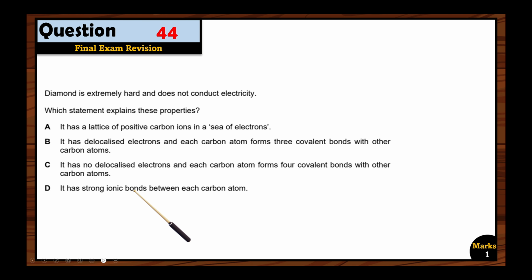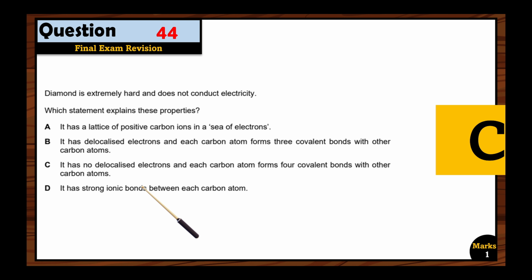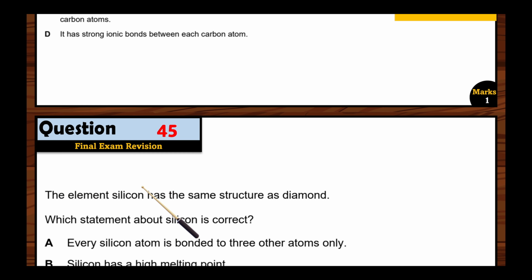Why not option D? Because it says strong ionic bonds. Of course not. Diamond is made up of carbon. Carbon is a non-metal, and non-metals can never make ionic bonds. Ionic bonds are always formed between a metal and a non-metal. So whenever a metal and a non-metal combine, they make an ionic bond. But with only non-metals, it will always be covalent, a covalent compound or covalent molecule. So option C is right.